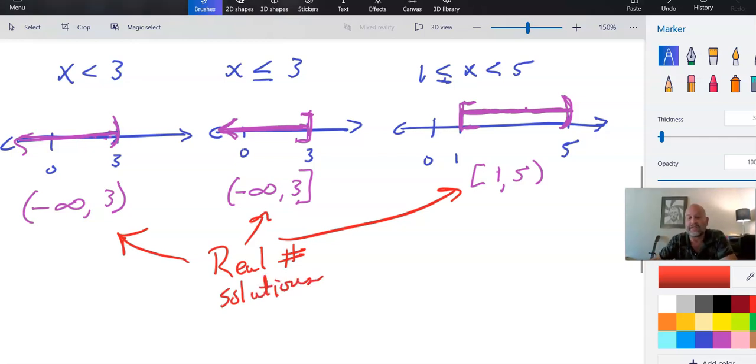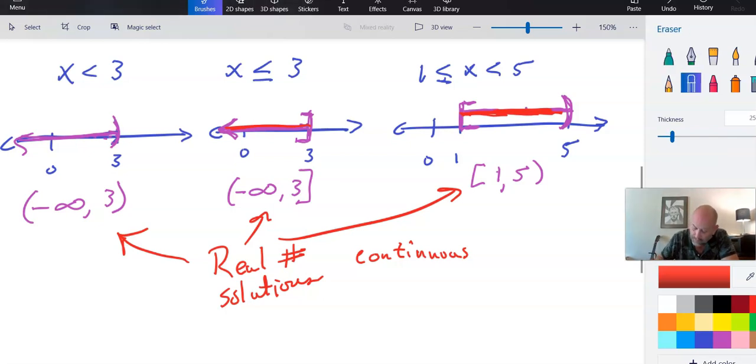Right? And the reason we say real numbers, we're restricting our solutions to real numbers, is because everything in between here is also a solution. Anything that's shaded by this line is a solution. These are called continuous intervals, and that's because there's no breaks in the solution. Everything between 1 and 5, without exception, is one of the solutions.